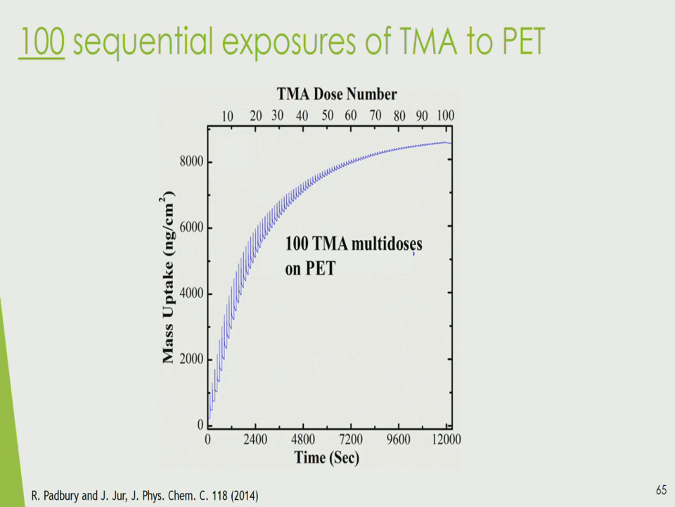So this is what happens when you do 100 cycles of TMA, or 100 doses of TMA, on PET, again in a quartz crystal microbalance. You have this huge mass uptake, and you'll see that it gradually saturates, and it saturates at a pretty high mass level. I know that you may have a hard time understanding what 8,000 nanograms per centimeter squared is. I'll give you some context here in a second.